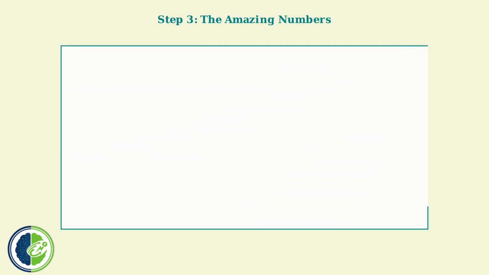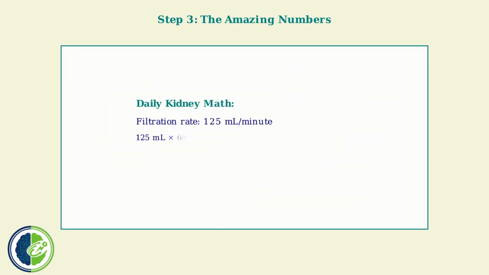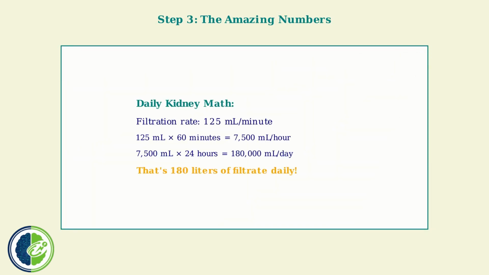Here's where it gets really amazing. Your kidneys produce about 120 to 130 milliliters of filtrate every single minute. That means in one day, your kidneys filter about 180 liters of fluid. That's like 180 bottles of pure water. But here's the incredible part. 99% of that gets reabsorbed back into your blood.